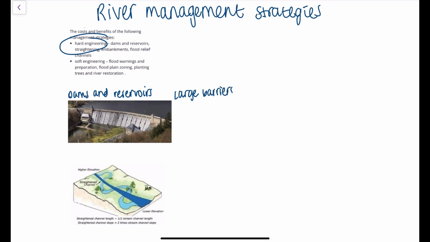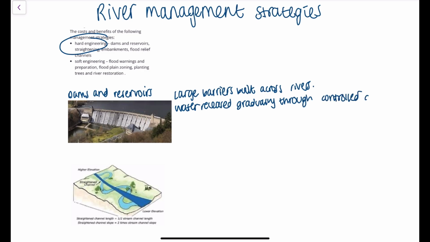Now, dams are large barriers that are built across rivers to block the flow of water, and obviously behind that, it then creates that excess of water, which is known as a reservoir. The water is released gradually through controlled gates, so when the river is lower, they'll open the gates, and when it's high, they will close the gates. Now, there's many benefits to this.